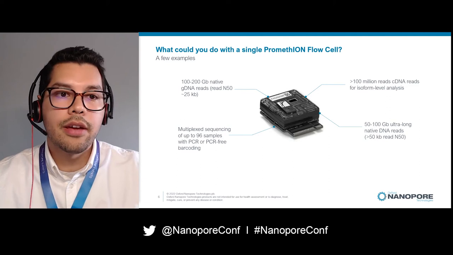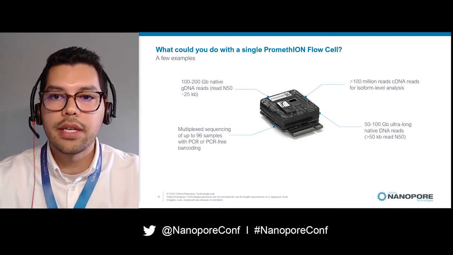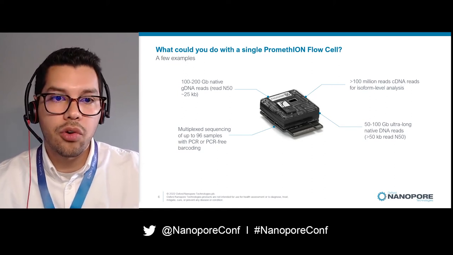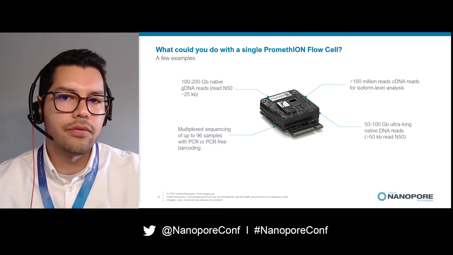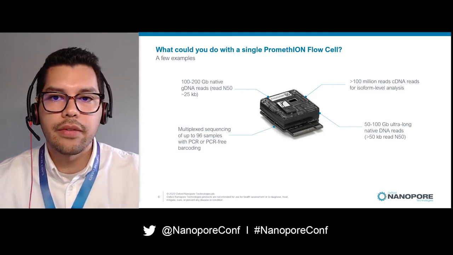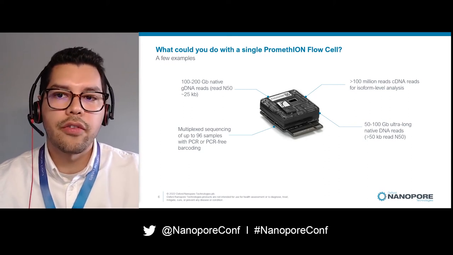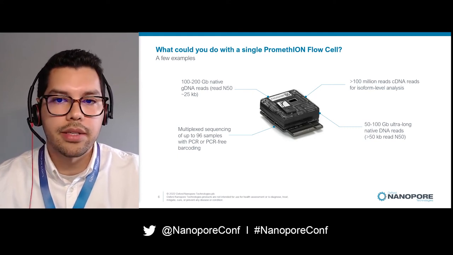On a PromethION flow cell with the 2,675 pores we saw previously, this corresponds to 50 to 100 gigabases of ultra-long reads, 100 to 200 gigabases for medium-sized reads of about 25 kb, and over 100 million reads for shorter fragments such as cDNA transcripts or amplicons.